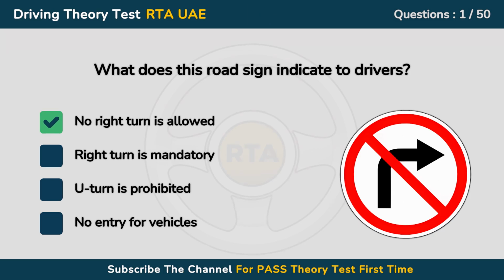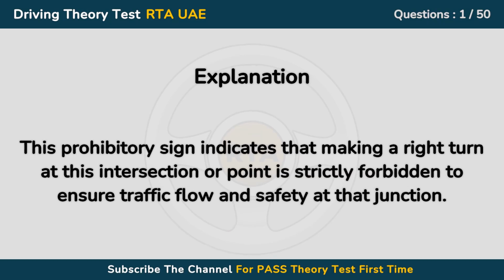Answer is A. No right turn is allowed. This prohibitory sign indicates that making a right turn at this intersection or point is strictly forbidden to ensure traffic flow and safety at that junction.